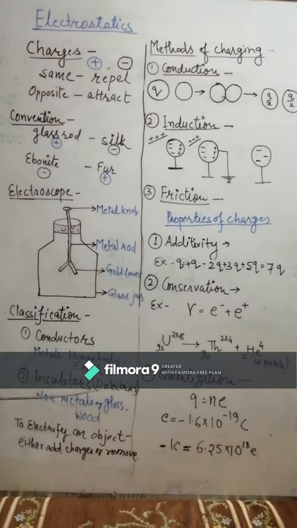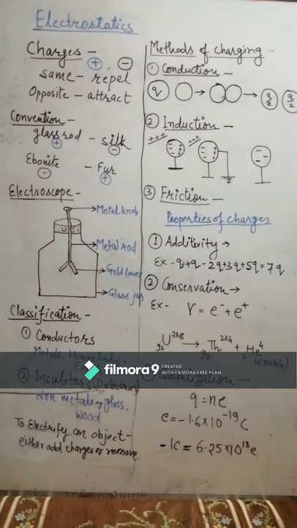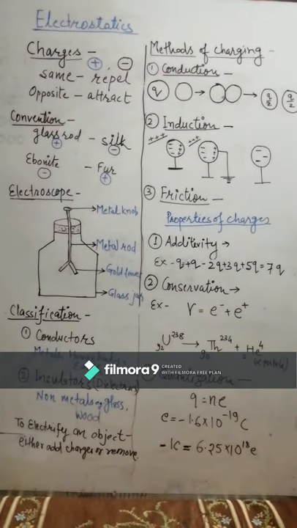Insulators are also called dielectrics. Dielectrics are those materials which, if some external electric field is applied on them, show polarity. We will study about these dielectrics later. Okay. Now, we know that if we want to electrify any object, either we have to add some charge to it or we have to remove some charge from it. How can these charges be added or removed?